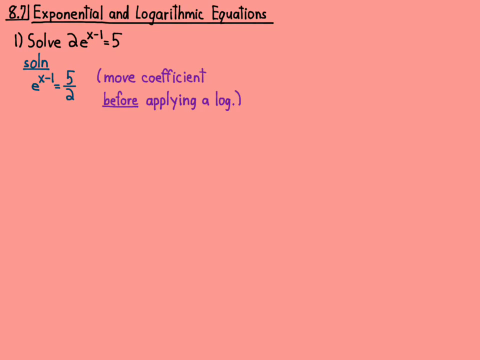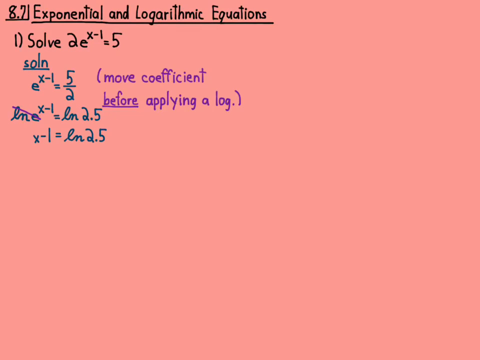And now I can take ln of both sides, log base e. Why do I use ln? I could use any base, but ln, first of all, is something on your calculator, it's commonly used, and second of all, the exponential function was base e, so it's a perfect match. So the ln and the e on the left cancel, and you get x minus 1 on the left, and you get ln of 2.5 on the right.